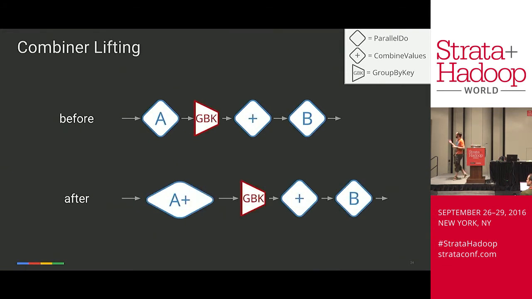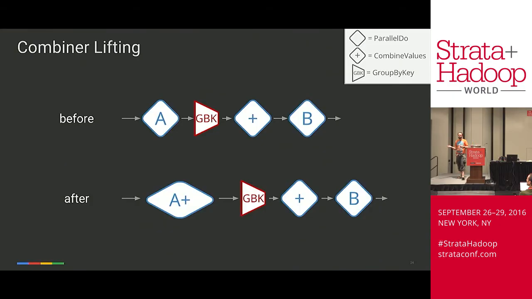A much more interesting type of optimization would be combiner lifting. If you have an operation like a summation, which is commutative and associative, oftentimes that will happen after a group by key. So maybe I'm counting the number of visits per user agent string. How many people do I get from Chrome? How many do I get from Safari? So you have to group all this data together, and then you have to sum them up.